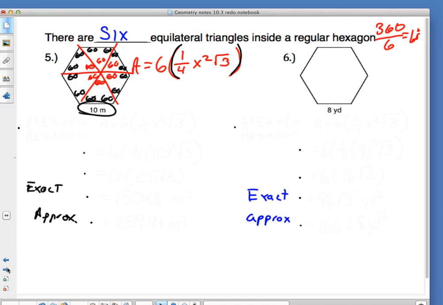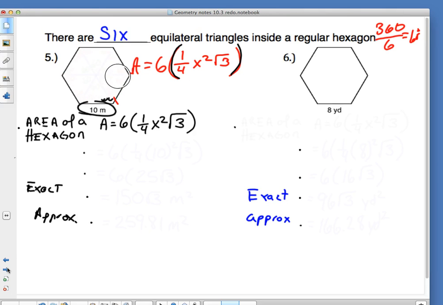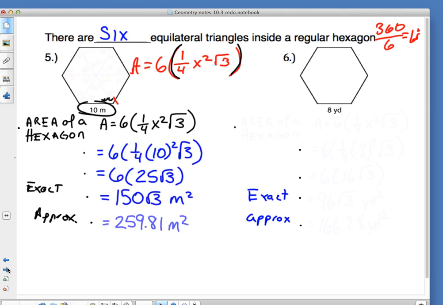And the reason why I'm showing it to you, because when you go through some stuff, it's easy to have a shortcut. Once you find the area of an equilateral triangle, if there is a hexagon with the same measurements, multiply that area by 6 and you have the area of that hexagon. 6 equilateral triangles inside here. So now I'm off to the races. Got my exact, which is 150 the square root of 3, and I got my approximate, which is 259.8. So keep that in mind as we're going through. It's your turn. Do 6.